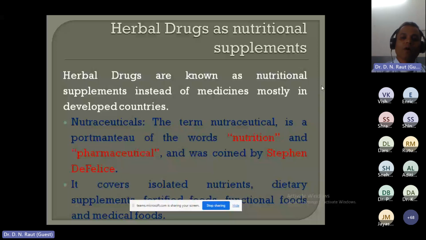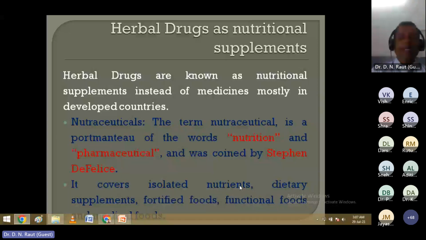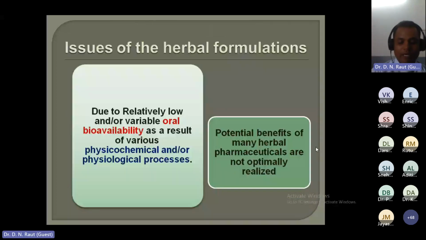That is a pharmaceutical form or dosage form of the nutritional supplements which are present in plants. It covers isolated nutrients and dietary supplements, and we have issues with herbal formulations, like relatively low or variable bioavailability as a result of various physicochemical and physiological processes, so the potential benefits of many herbal pharmaceuticals are not optimally realized.